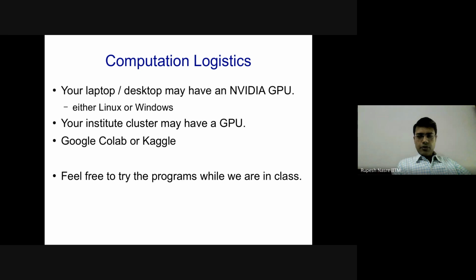At the same time, while we are discussing this in class, that is during the online lecture, if you want to try out those programs, feel free to do that. All the program links are given in the Google Sheet. You should be able to just navigate through the programs, see which program we are trying out, and feel free to do that during the class and ask questions. We are okay with that.